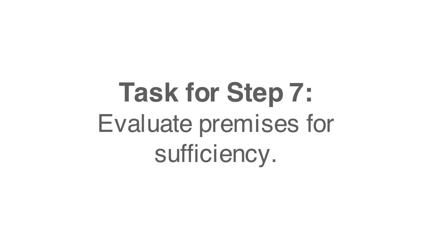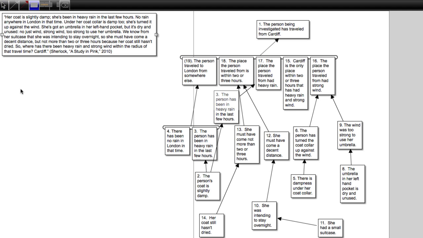Okay, so we are now working on step 7, which is evaluating premises on the basis of sufficiency. I'm just going to move that argument, make it a little bit smaller. Now, just like with relevance, when we're evaluating premises with sufficiency, we have to pay attention to the structure of the diagram because that tells us which premises we're going to evaluate together and for what purpose. So let me make a box here.